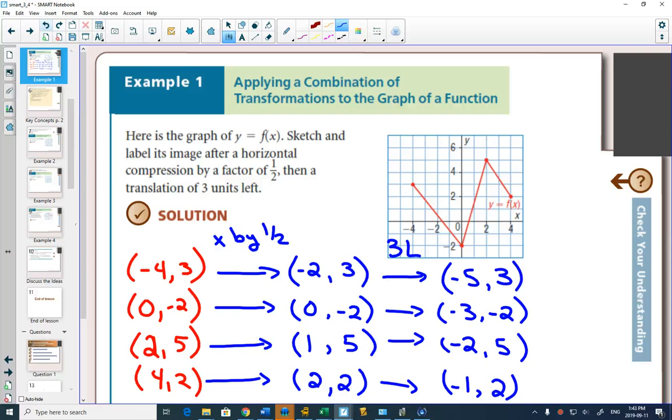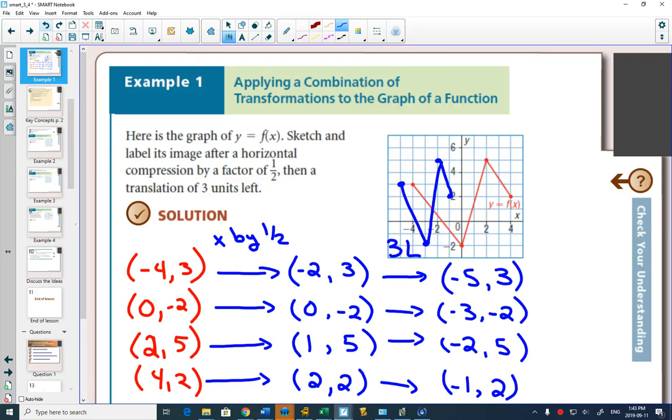We can label those points. So -5, comma 3, -3, -2, -2, comma 5, and -1. Whoops. That point is hard for me today. And -1, comma 2. Has it been compressed horizontally and shifted to the left? It seems to match up.